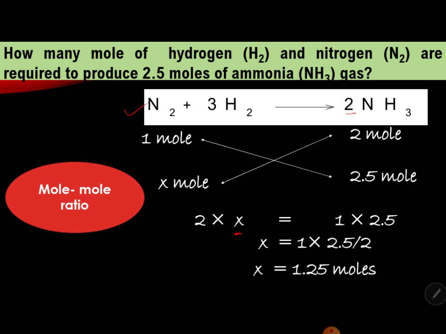Answer is 1.25 moles. So, we can say that 1.25 moles of nitrogen are required to produce 2.5 mole of ammonia gas. You can easily use this easy method for solving stoichiometric problems regarding mole-mole ratio.